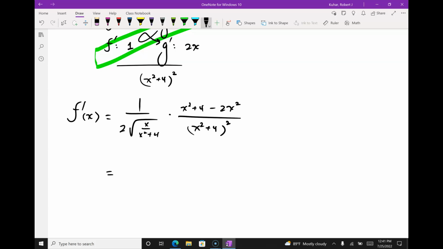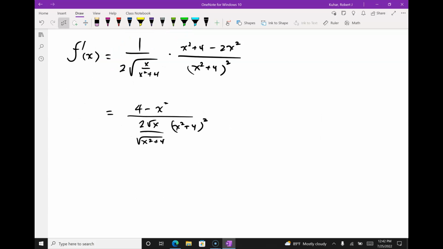So upstairs, what do I have? I have a 4 minus x squared. I've got a 2 square root of x and a square root of x squared plus 4, and then another x squared plus 4 quantity squared. So there's my square root of x, right? And this is also square root of x squared plus 4.